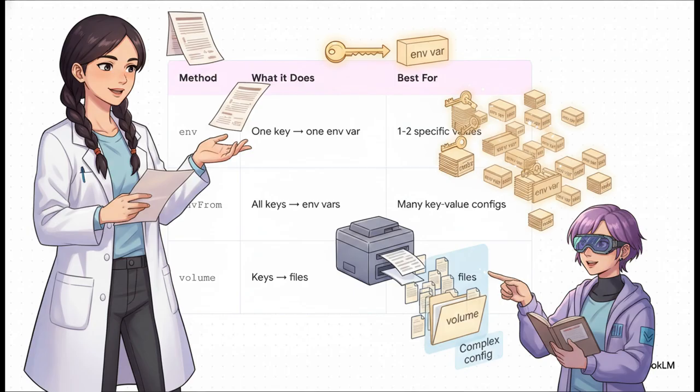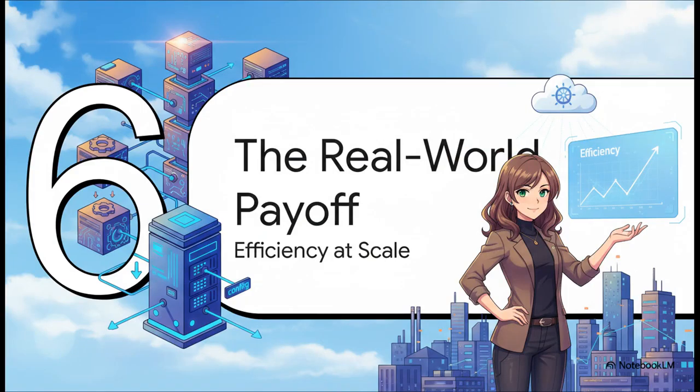And finally, you can mount it as a volume. This one's a bit different. It makes each key in your ConfigMap show up as a file inside your container. This is super useful for things that expect a configuration file, like Nginx. All right, so that's the how, but why is this such a game changer in the real world?